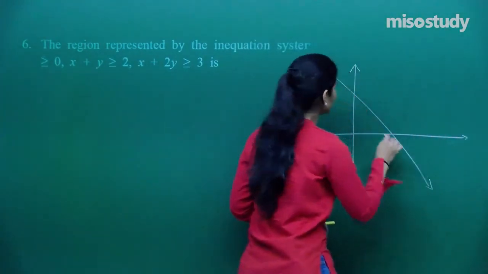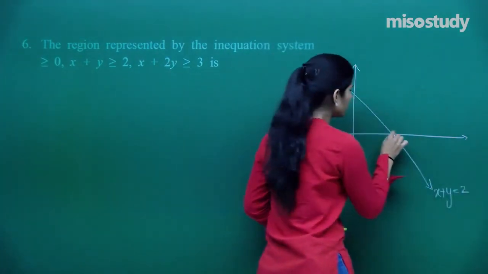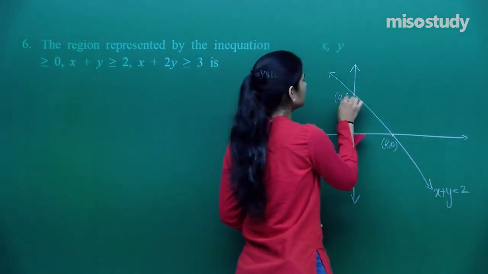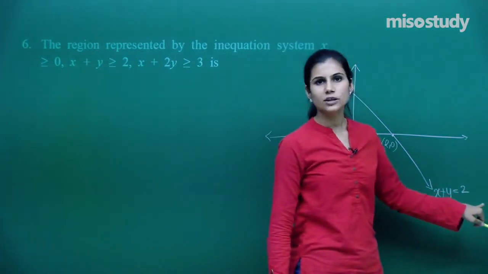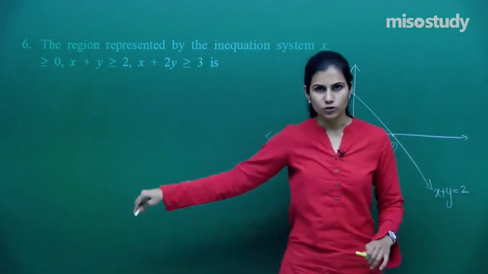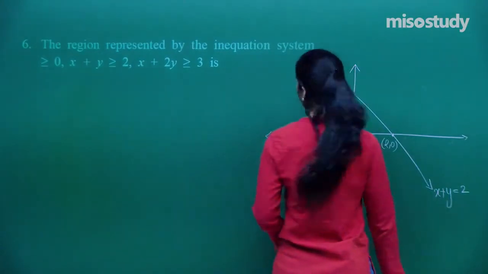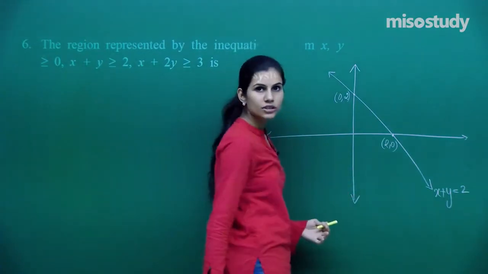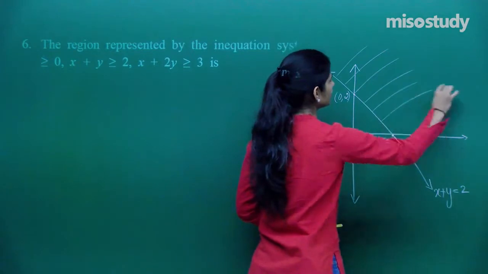I have drawn this line of x plus y equal to 2. So this point would be obviously (2, 0) and this would be (0, 2). When you put x equals 0, you get y equals 2, and y equals 0, you get x equals 2. This is x plus y equal to 2. I want greater than or equal to 2. If you put x equals 0, y equals 0, you get 0 plus 0 greater than 2, which is false. So the region containing the origin is not going to be the shaded region. This would be the shaded region, which is not containing the origin.